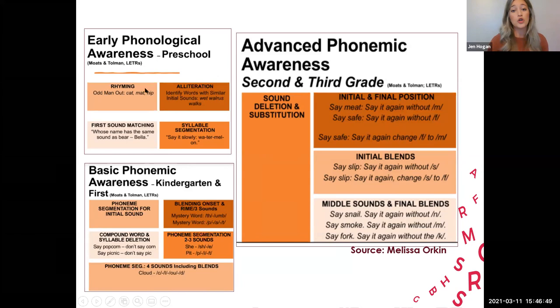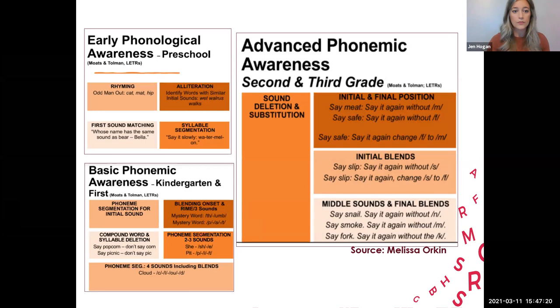But this advanced phonemic awareness, these are the skills that are really crucial for becoming a fluent word reader. And there is a link in the Math Literacy Guide. It's from Reading Rockets, by Louisa Moats and Carol Tolman, and it is this phonological progression written out in a different way. I borrowed Melissa Orkin's slides, but if you look at that link, it's going to give you a really nice layout of all of these skills for you.